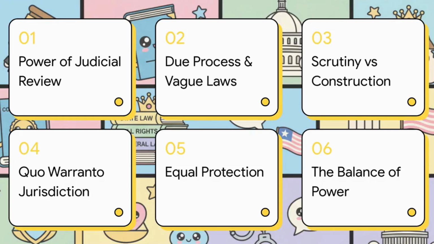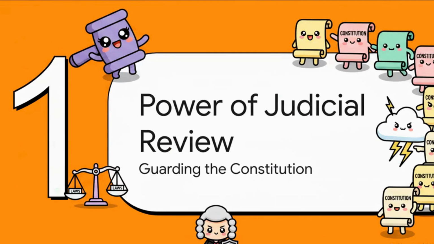So, here's our roadmap for this explainer. 1. The power of judicial review. 2. Due process and vague laws. 3. Strict scrutiny versus construction. 4. Quo warranto and jurisdiction. 5. Equal protection and action. And 6. The balance of power. Let's get started. Section 1.